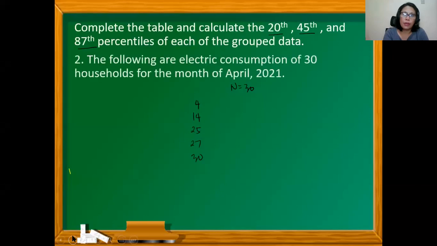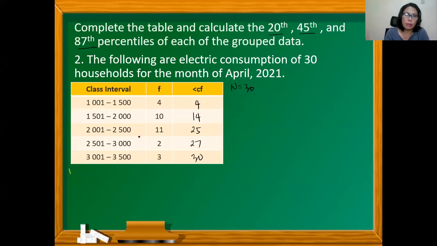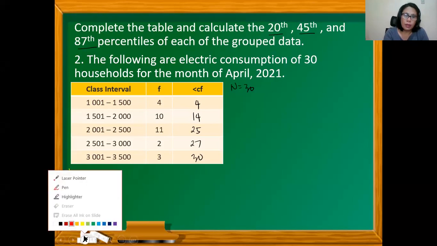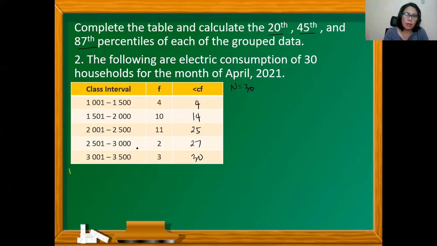So we are currently dealing with the percentile classes, and we're going to work on the P sub 20 class. Okay. So we have now P sub 20. So k is 20. So we'll multiply this by 30 divided by 100. And then P sub 45. So we have k equals 45 times 30 divided by 100. And then P sub 87. k is 87 times 30 divided by 100.